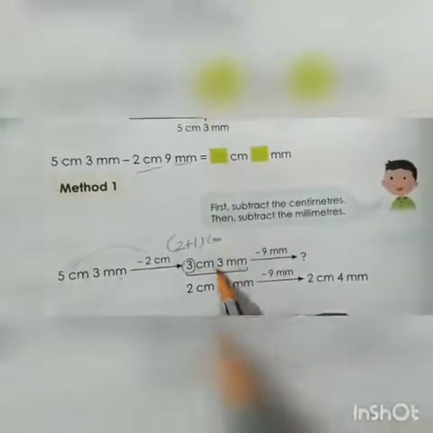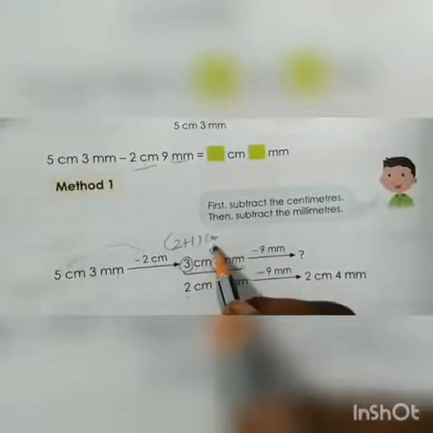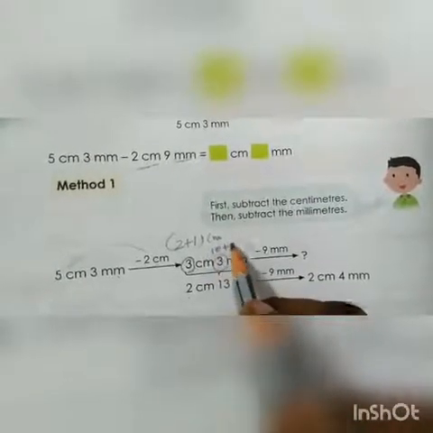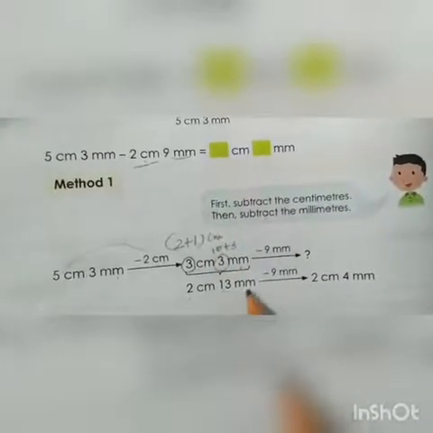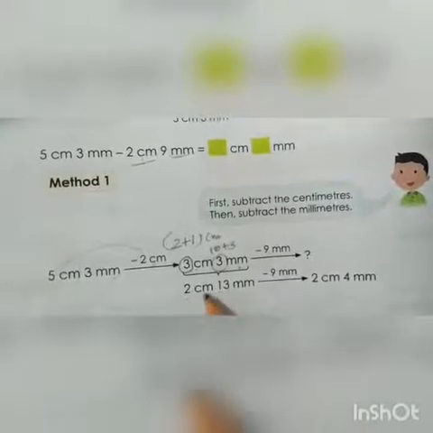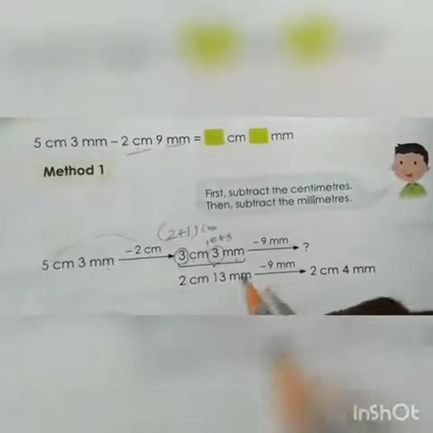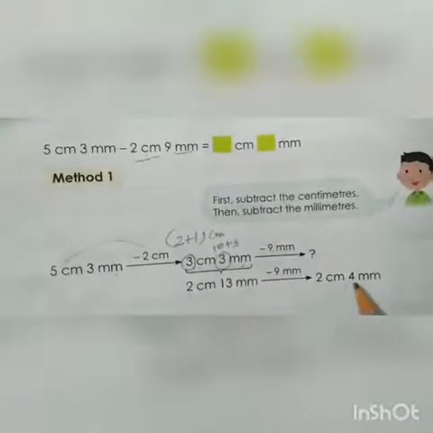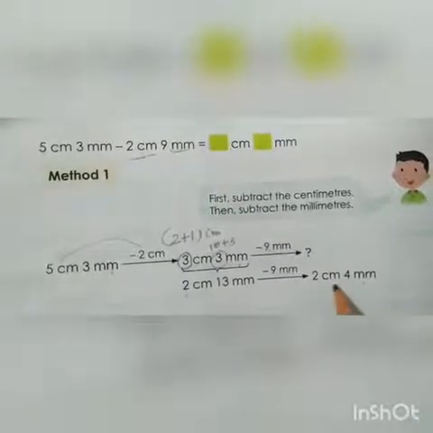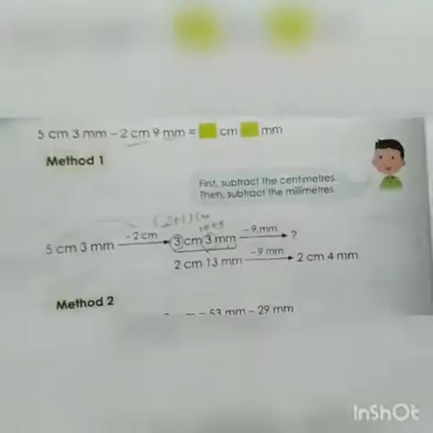So we have to add 10 millimeter. 10 plus 3 is 13. So 13 millimeter. Therefore 2 centimeter 13 millimeter. Now we have to subtract 9 millimeter easily. 13 minus 9 is 4 millimeter. Therefore we got the answer as 2 centimeter 4 millimeter.